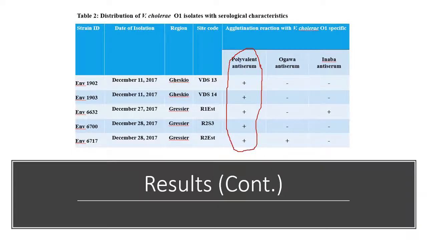Now, the main two strains that I previously mentioned that we found in Haiti were the Ogawa and Inaba antiserum. Ogawa was originally the first strain that came to Haiti, and over time it transitioned to becoming an Inaba. But if you take a look at the table here, only 2 out of the 5 are actually following the Ogawa or Inaba antiserum trend. The ones that I'm circling on the left, the first, second, and fourth one, are actually strains that have no identified antiserum that we've seen to this day.